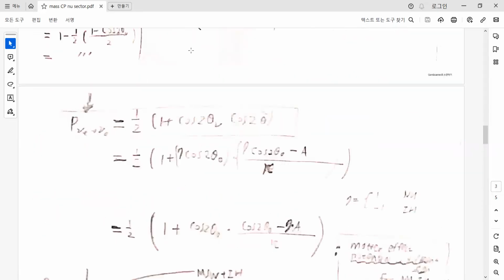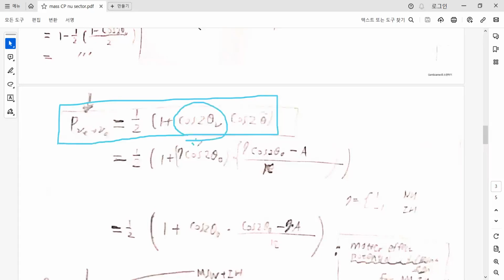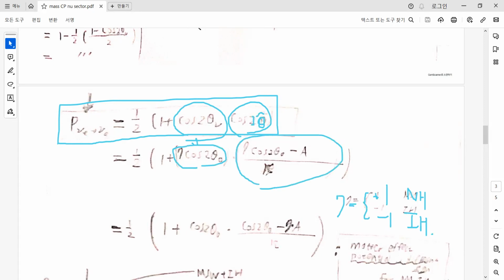By using this formula, cosine 2 theta ν is the same as η cosine 2 theta zero, where η has +1 and -1 for the normal hierarchy and the inverted hierarchy respectively. And the cosine 2 theta effective is such a mixing angle that is represented like that, where the numerator is cosine 2 theta minus a plus sine 2 theta, in the matter effect formalism.